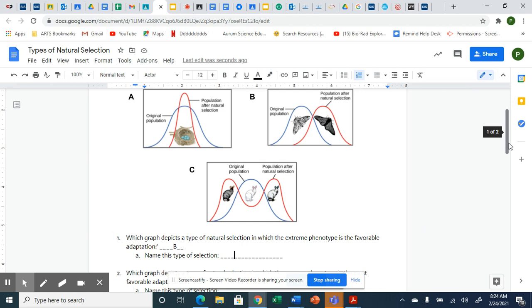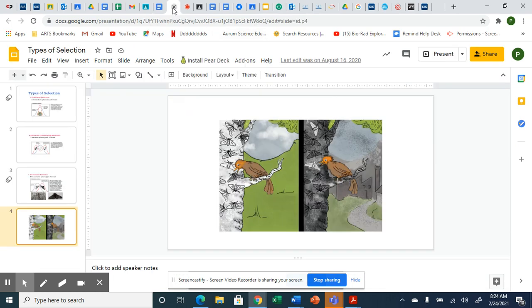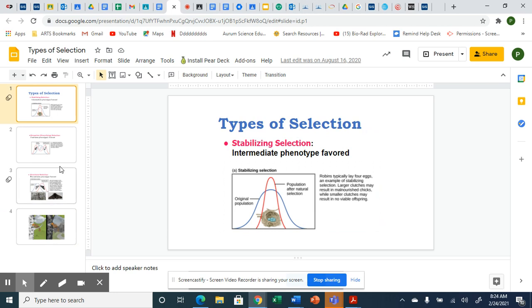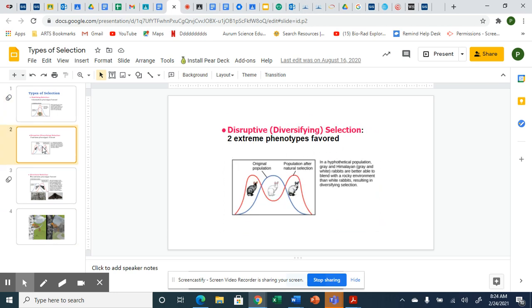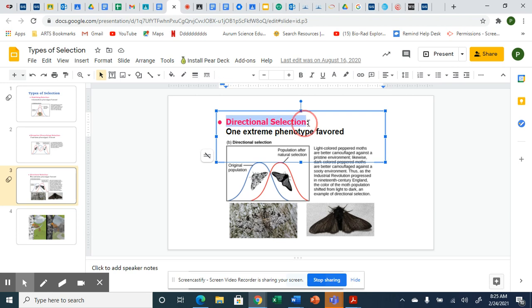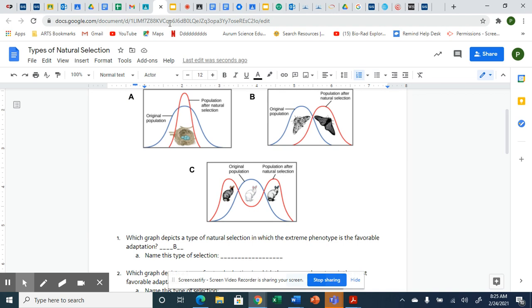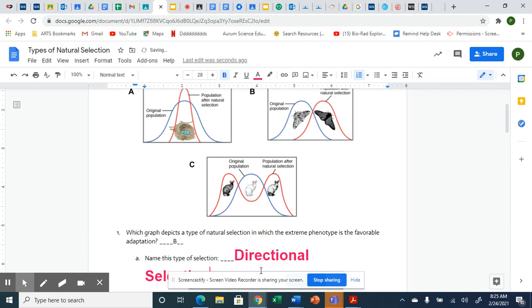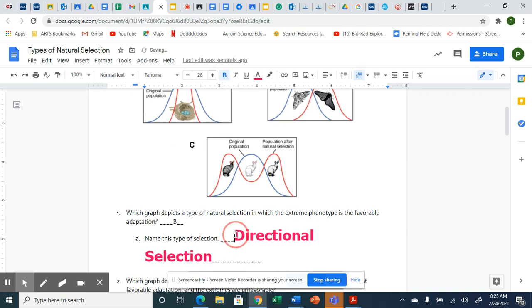Name this type of selection. Where am I supposed to find that? Here it is, types of selection. All right, so stabilizing, disruptive, and here's the moth, directional. So this is directional. Control C, Control V.